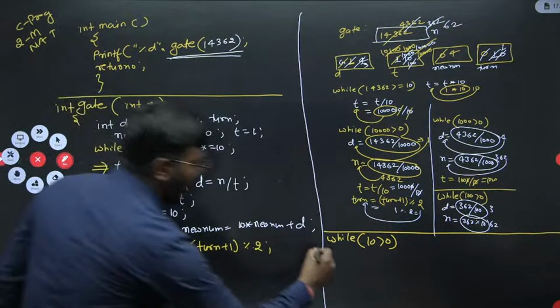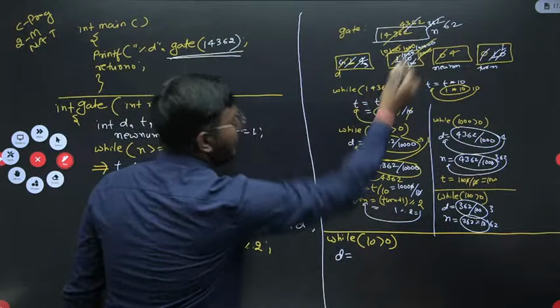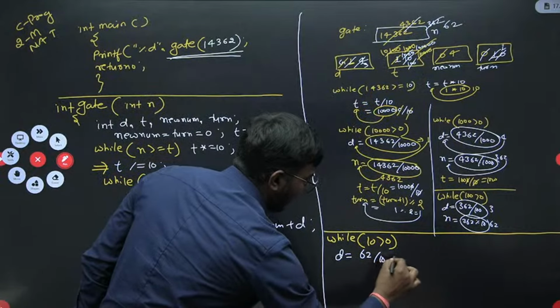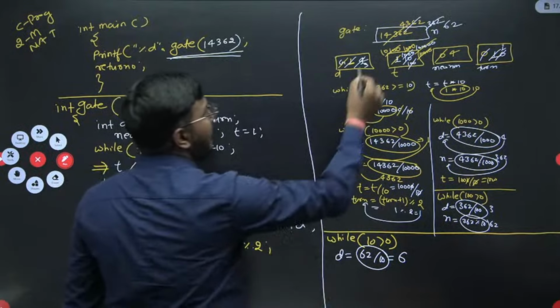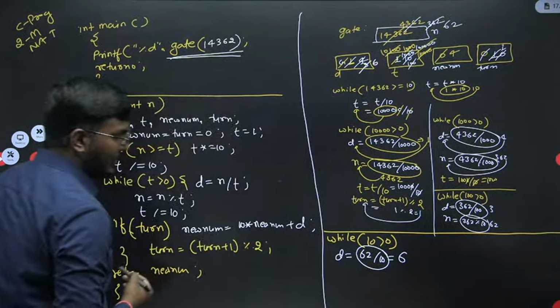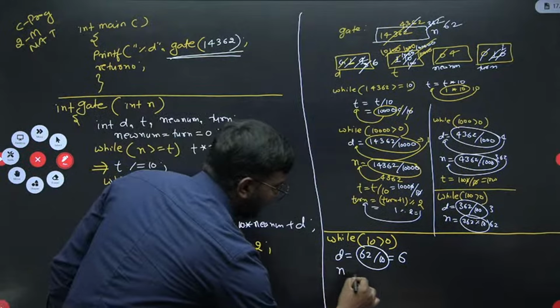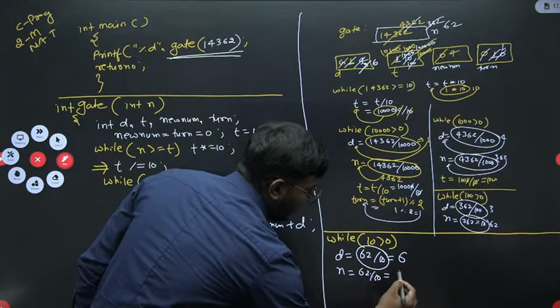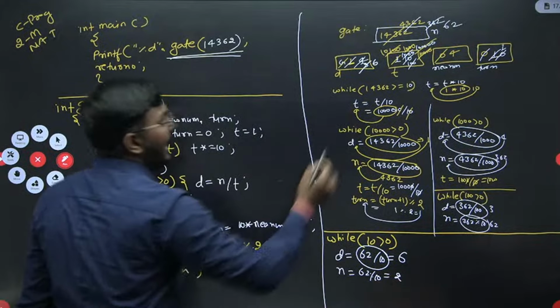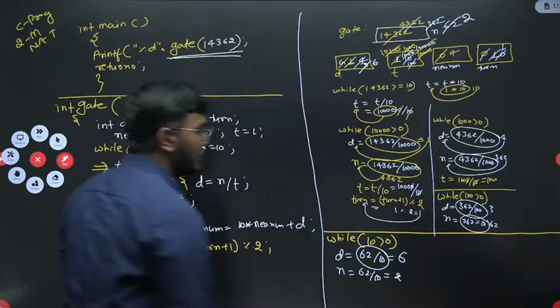What is d? D is equal to 62 divided by 10. So here the quotient will be 6 only. 6 is updated to d, so the d value changes to 6. Understood? Now again n. N is equal to 62 modulo 10. So what is the remainder? The remainder is only 2. So now the n value becomes 2.